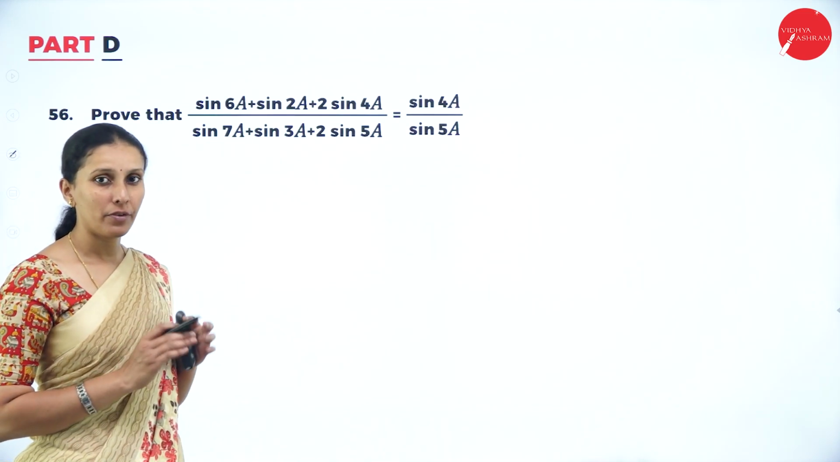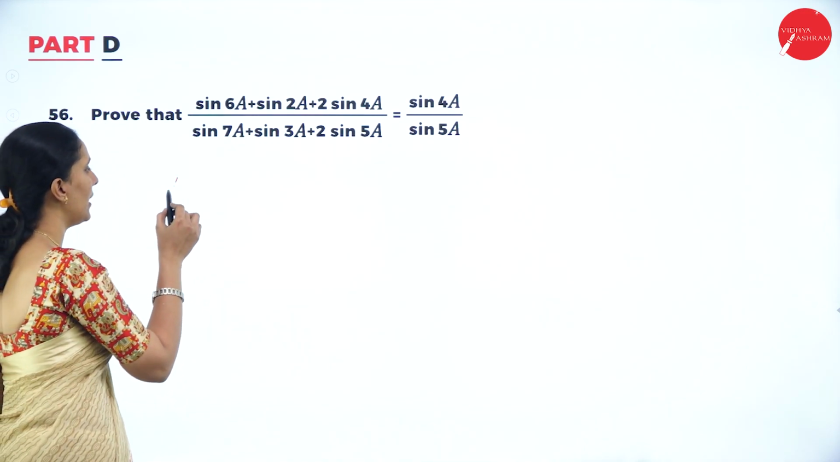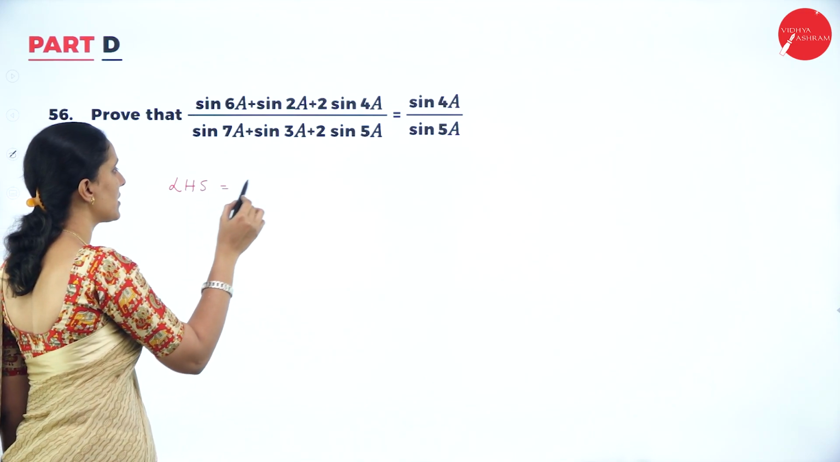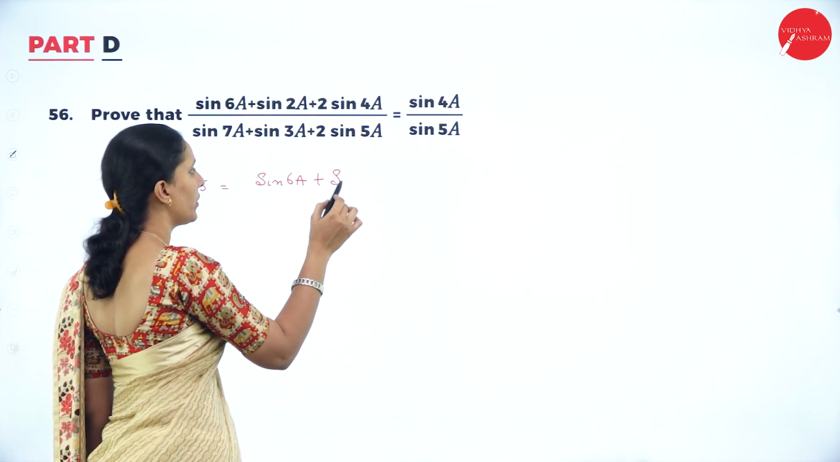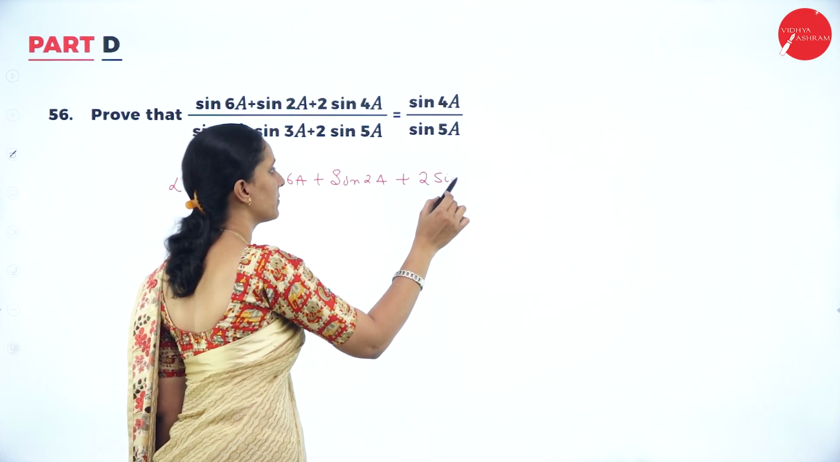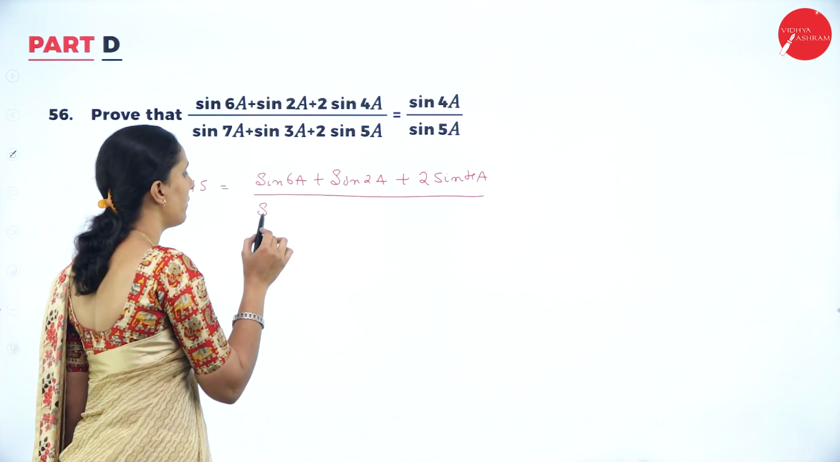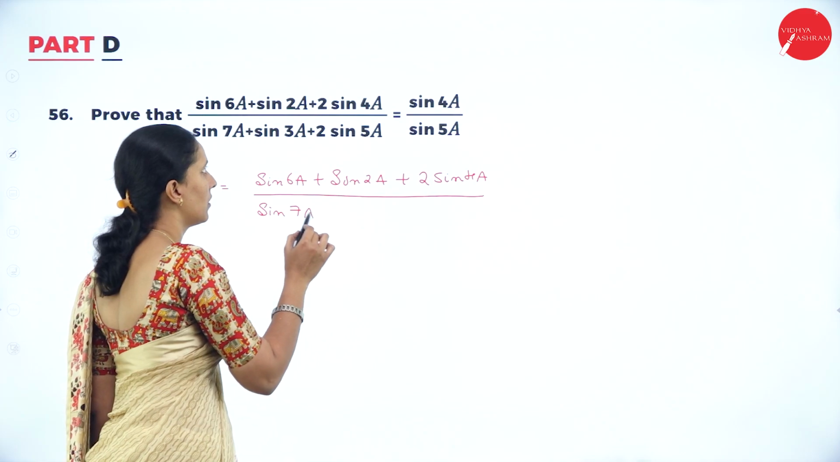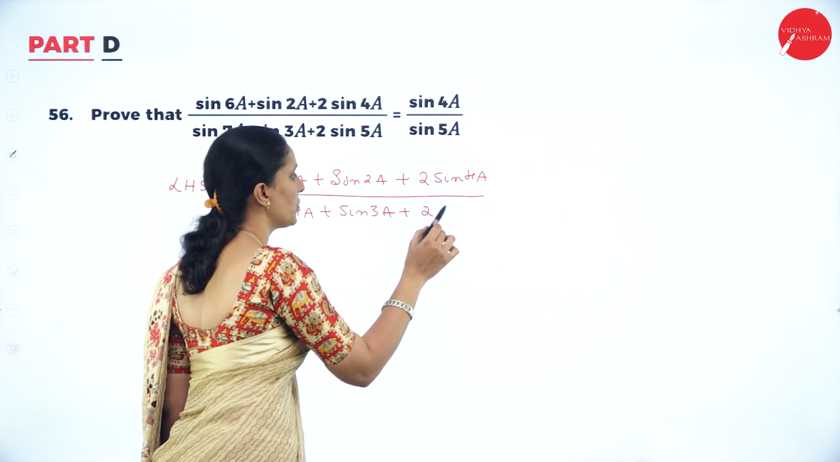That is a transformation formula you need to use here. So let's consider the LHS part. We have sine 6a plus sine 2a plus 2 sine 4a, divided by sine 7a plus sine 3a plus 2 sine 5a.